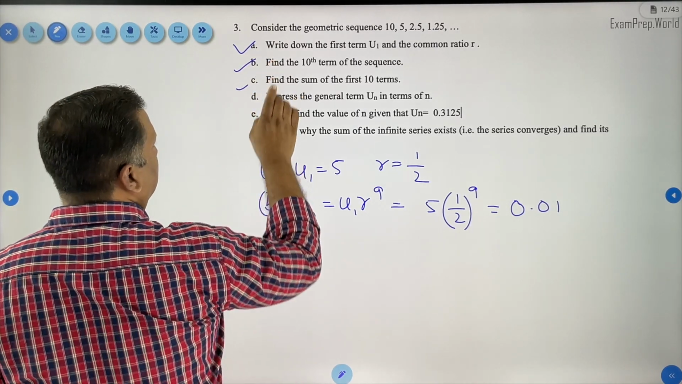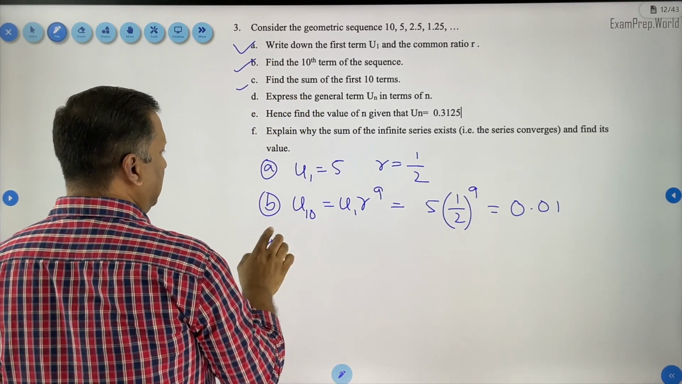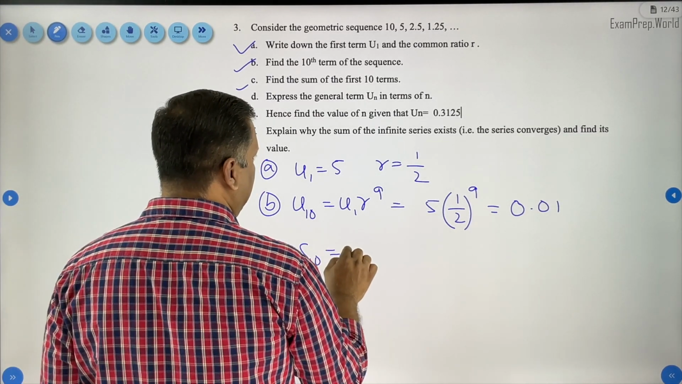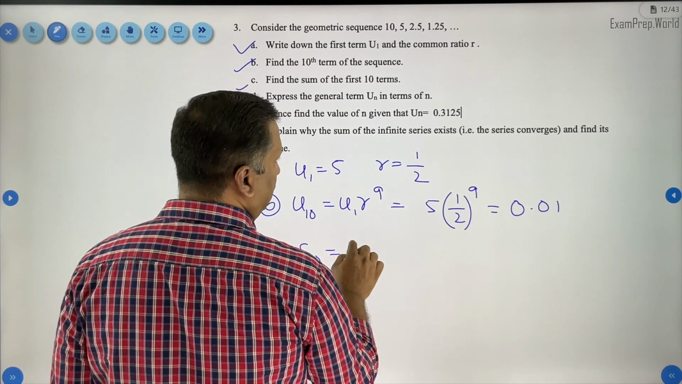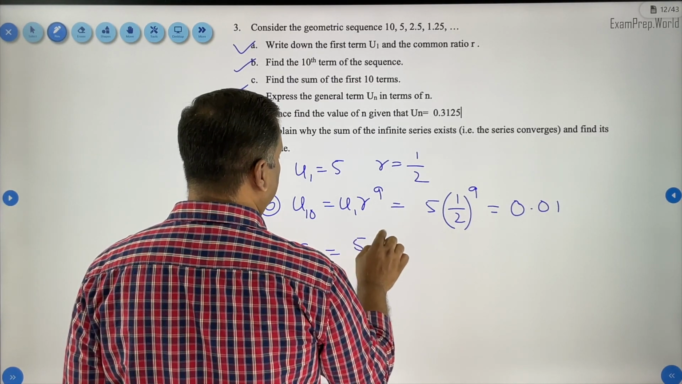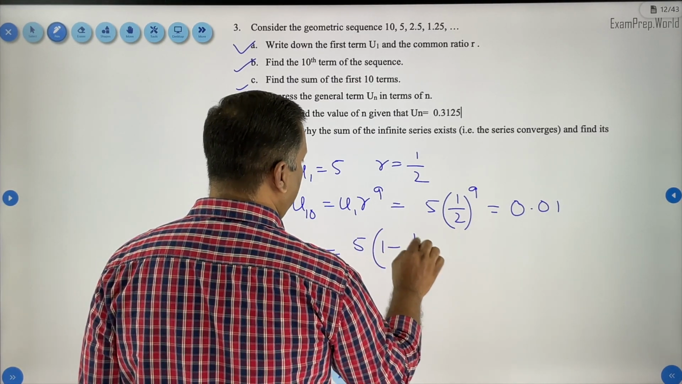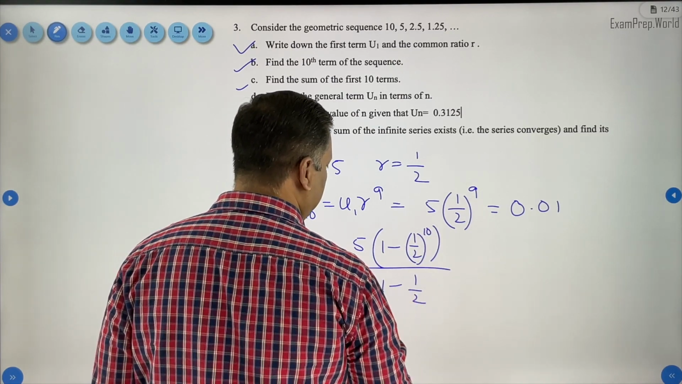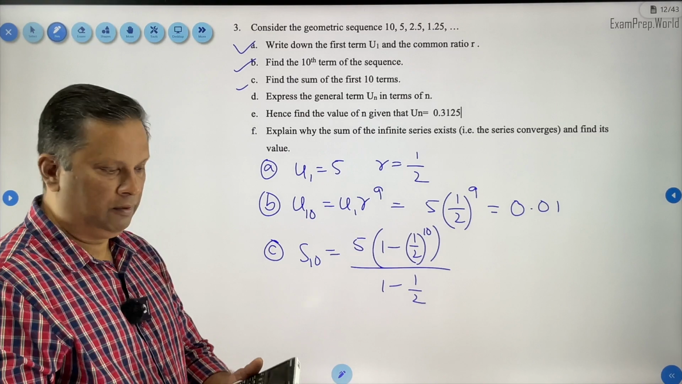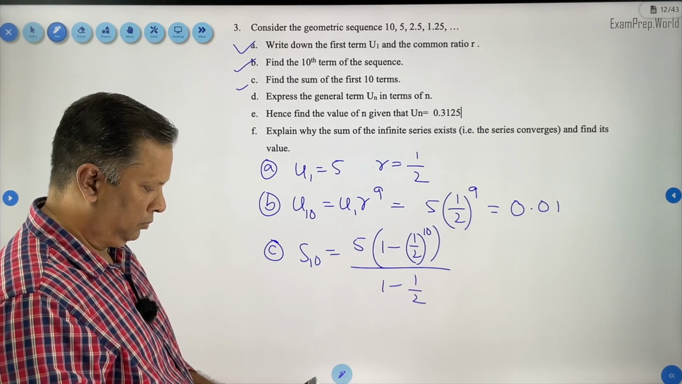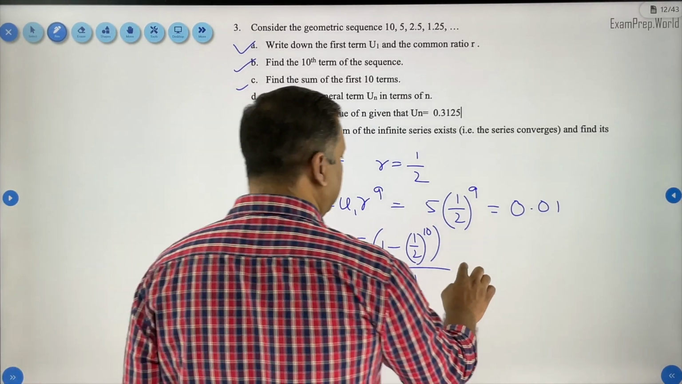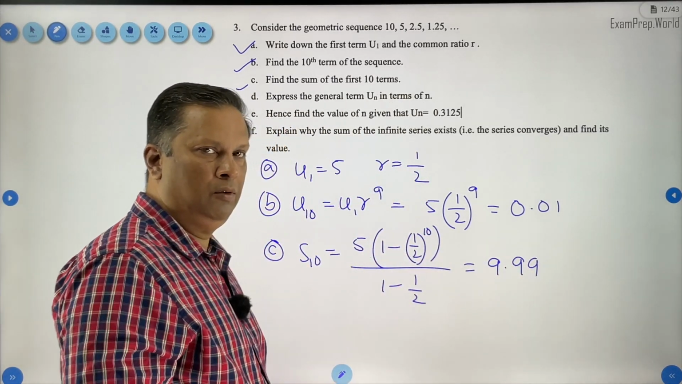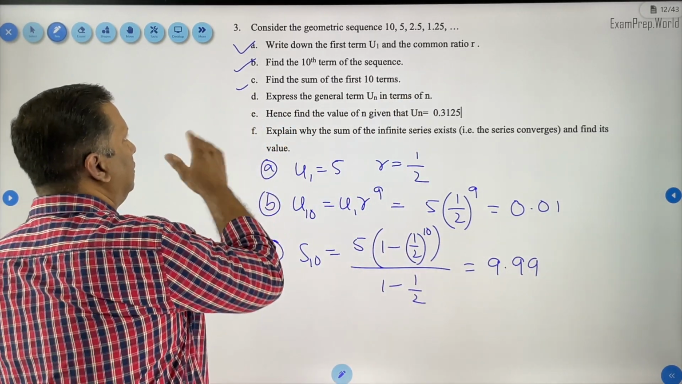Find the sum of 10 terms. It is a converging series. S10 will be, u1 is 5, 1 minus 1 by 2 whole to power 10 by 1 minus 1 by 2. Calculate, we will get our answer there. So it is 9.99. I'm sure it will be 9.99999. Okay. So C is done.